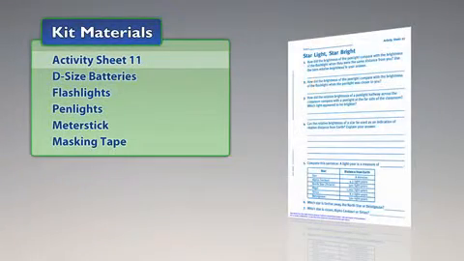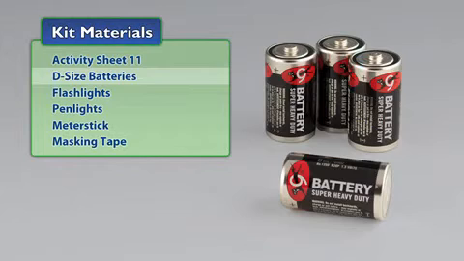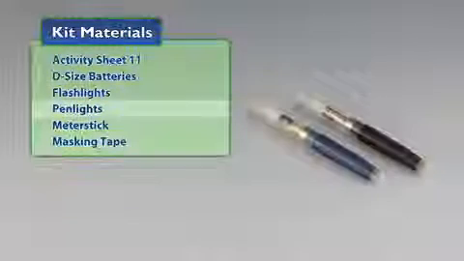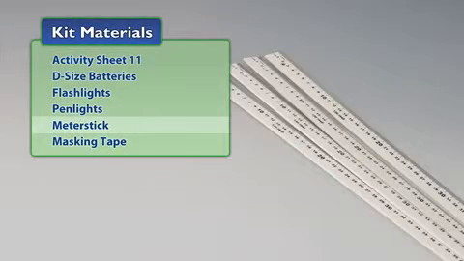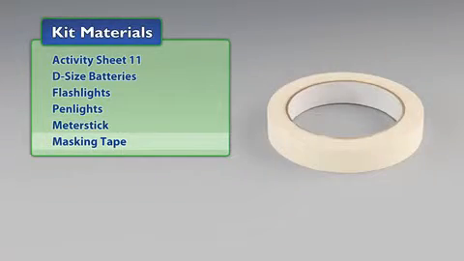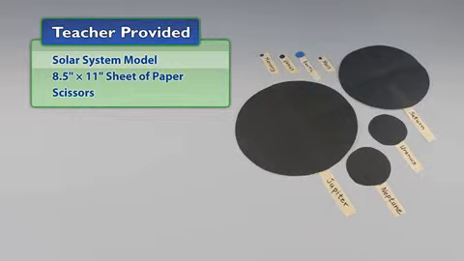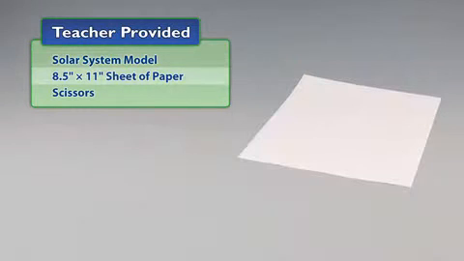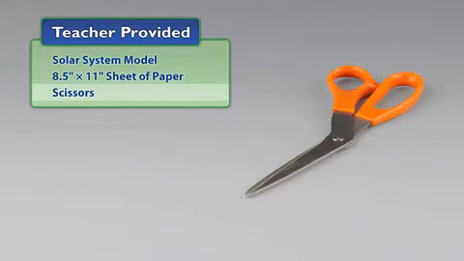You'll need the following materials from the kit: Activity Sheet 11, D batteries, flashlights, pen lights, meter stick, and a roll of masking tape. You'll also need to provide the solar system model from Activity 10, an 8.5 by 11-inch sheet of paper, and a pair of scissors.